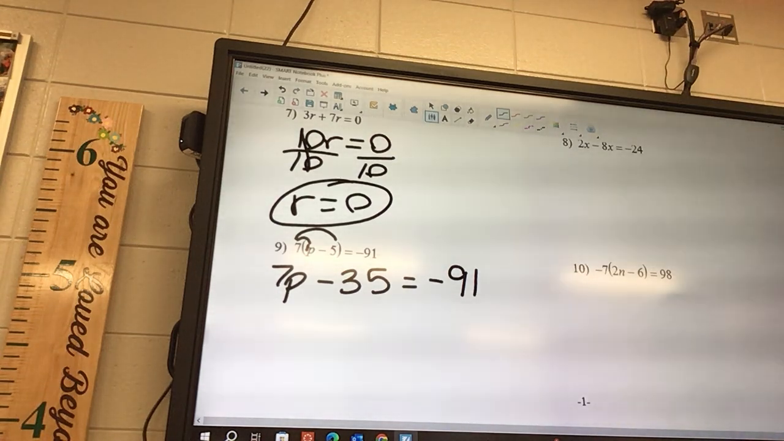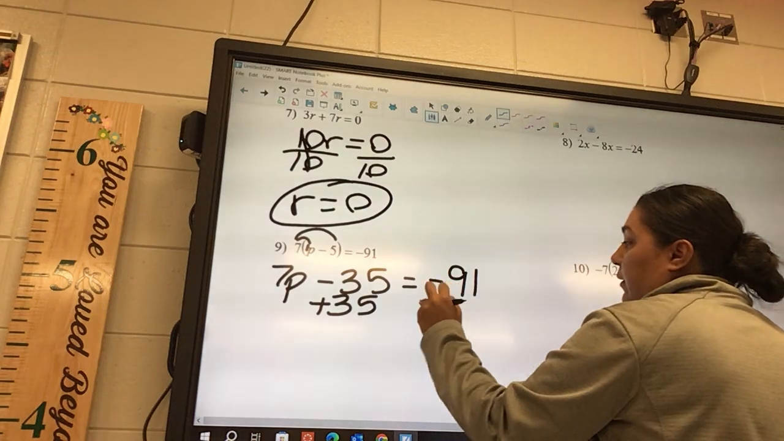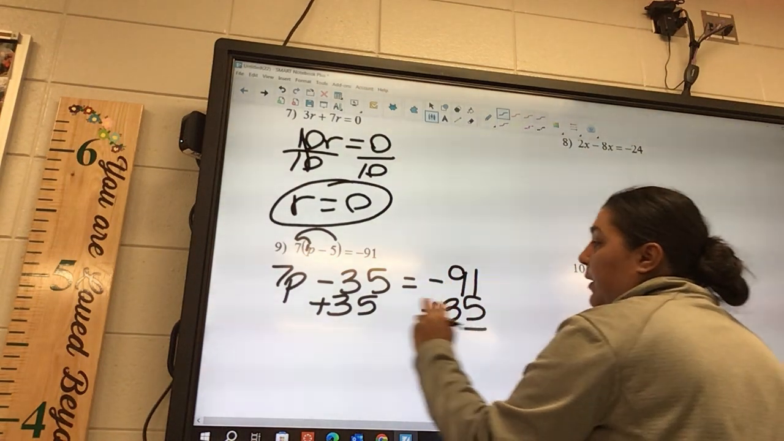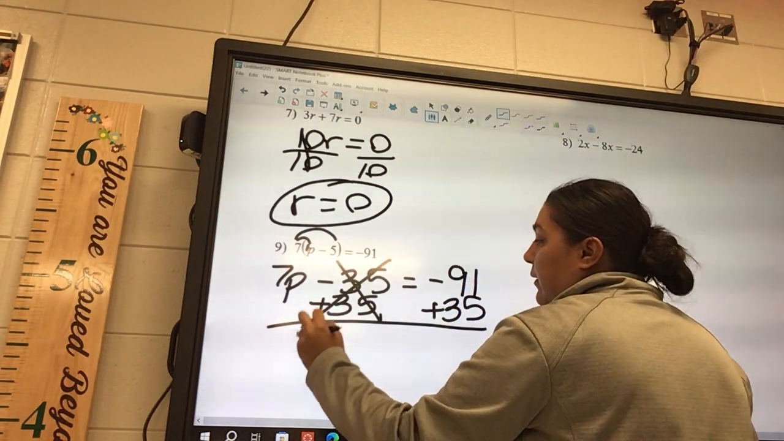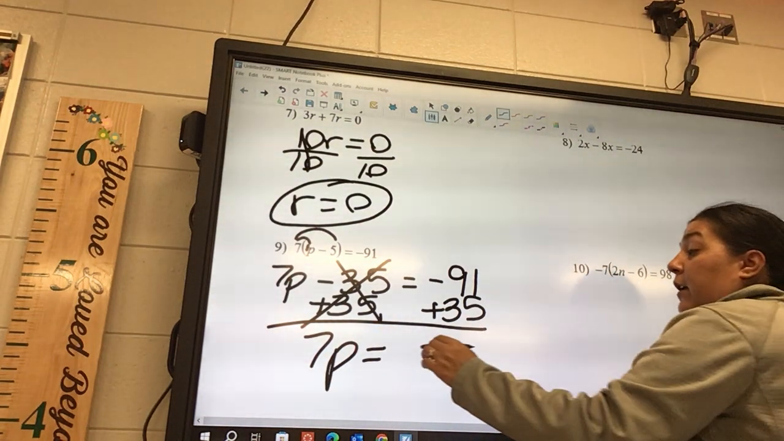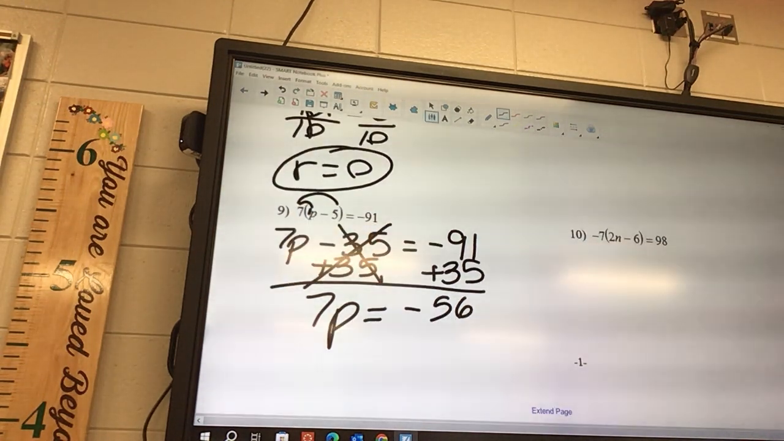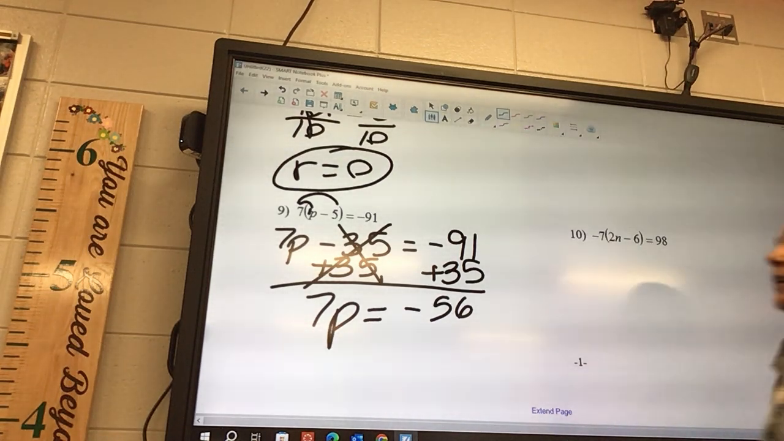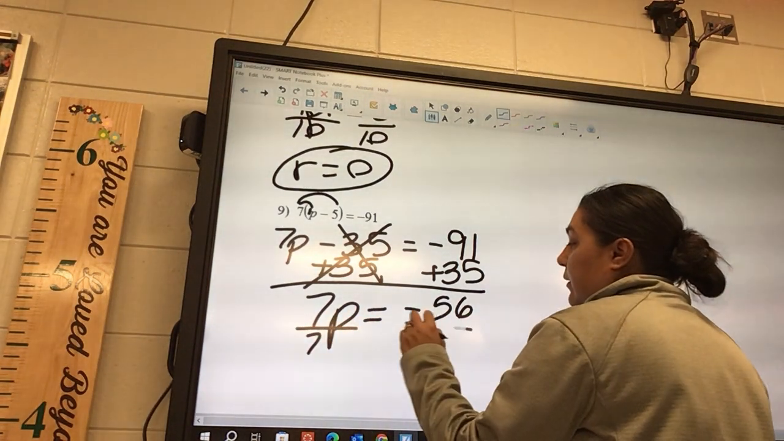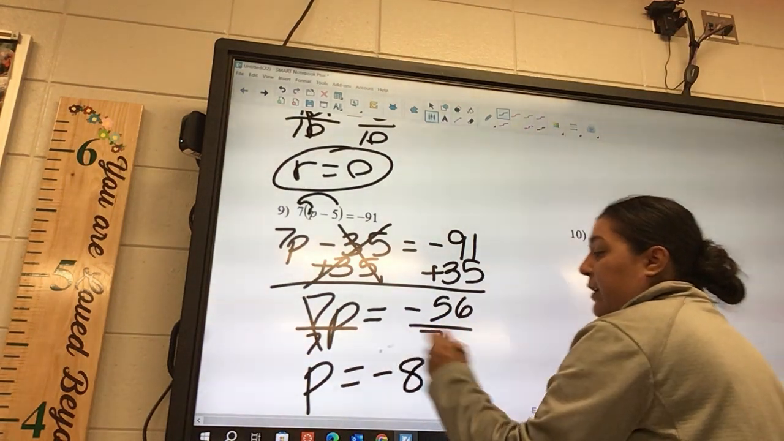Plus 35 on both sides. Somebody help me because I don't know what that is. What is negative 91 plus 35? Negative 56. Okay, and then what? Divide by 7 on both sides. So we get p equals negative 8.